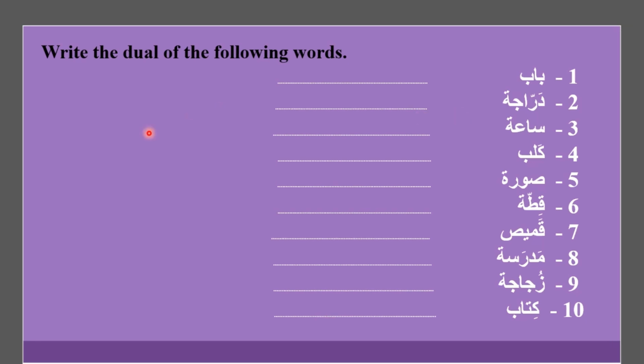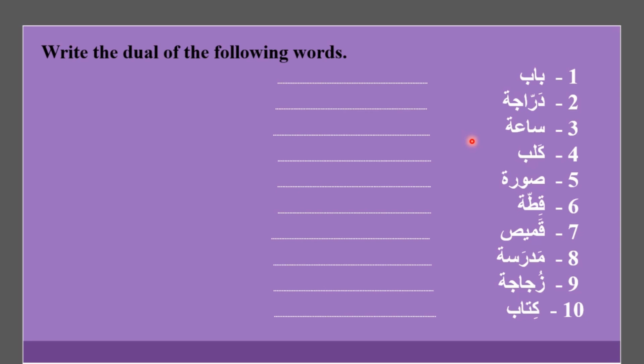Now I'm going to say the dual of each word and try to listen to me and write down the dual form I'm going to say. Start with number 1, bab, door. Babaan or babain, 2 doors. 2, darraja, bicycle. It's feminine. The dual is darrajatan or darrajatain.